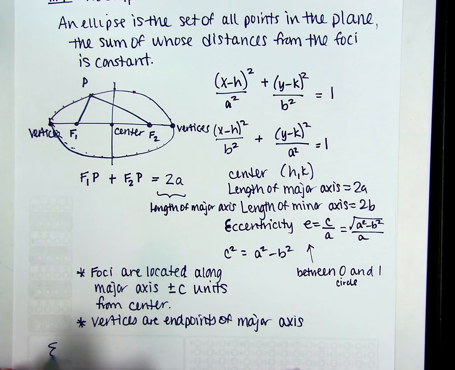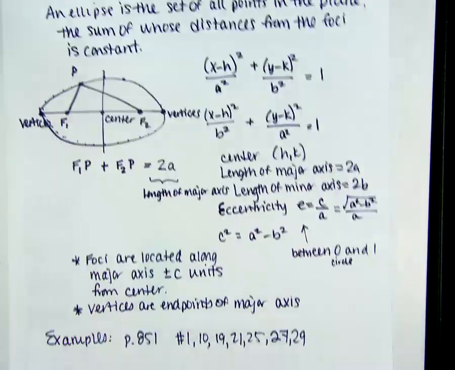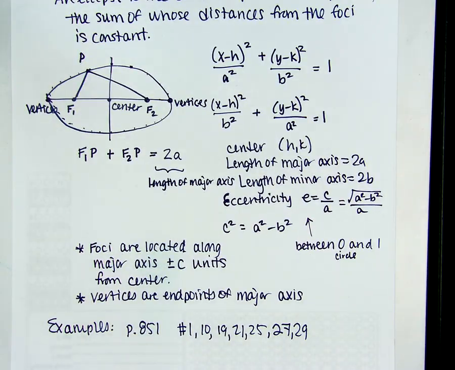All right, so we're going to do a few examples. They're going to be on page 851, and it's number 1, 10, 19, 21, 25, 27, and 29. So some of the questions just ask you to graph. Some of them will ask you to just identify where the focal points are, the center, the vertices. It just all depends on the problem.